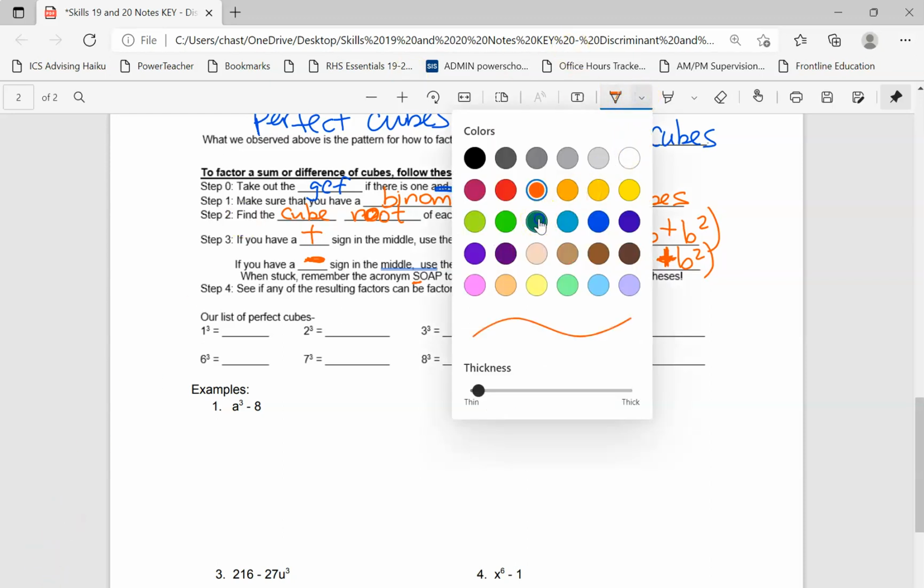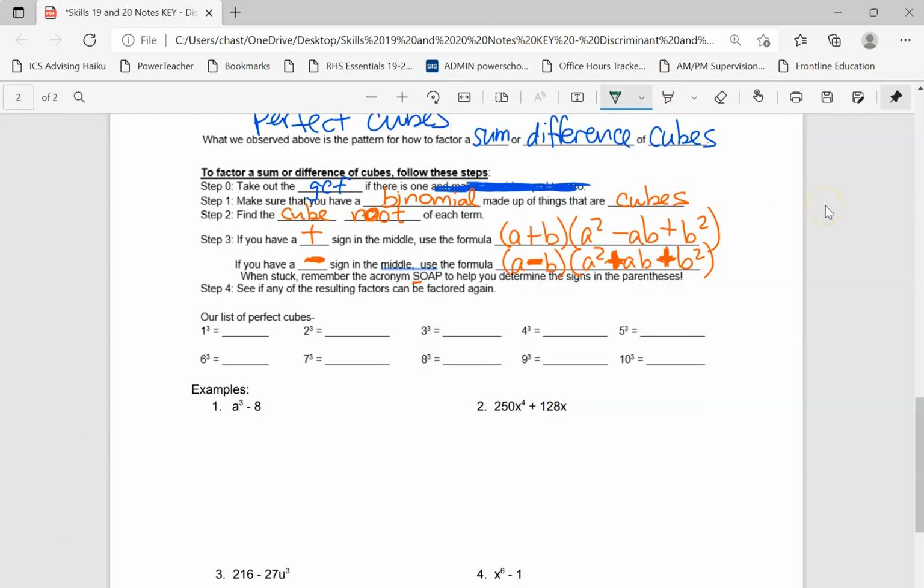But what we need to do now is think of a list of perfect cubes. 1 cubed, 1. 2 cubed, 2 times 2 times 2, that makes 8. 3 cubed, 27. 4 cubed, 4 times 4 times 4, that's going to be 64. 5 cubed, 125. 6 cubed, I don't have that one memorized, so put that in, it's 216. 7 cubed, I definitely don't have that memorized, so I'm just going to put that in on a calculator. 343.